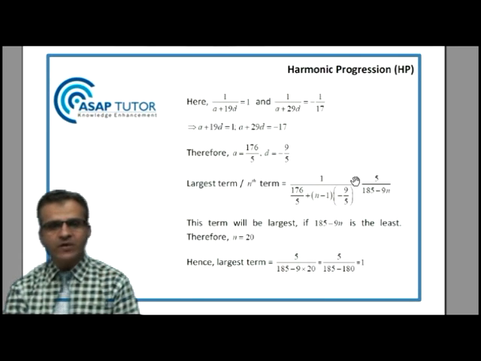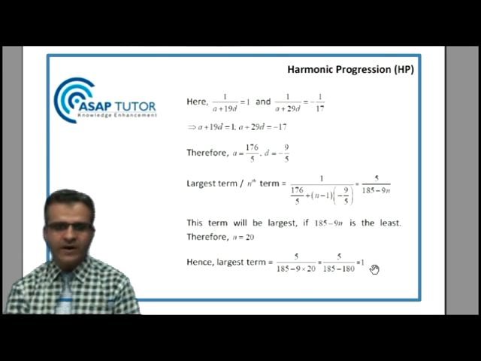Now this value will be largest when 185 minus 9n is the smallest or least, and it will have the smallest value when n is equal to 20. So therefore the largest term will be the 20th term, and we can substitute the value of n equal to 20 here, and solving it we get 1. So therefore the largest term is 1.